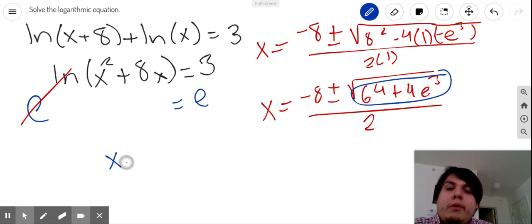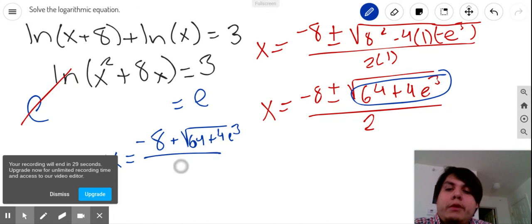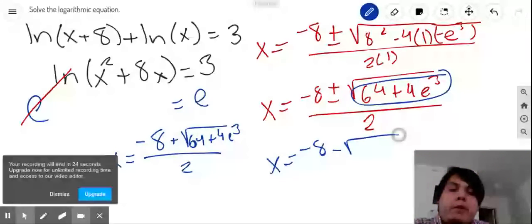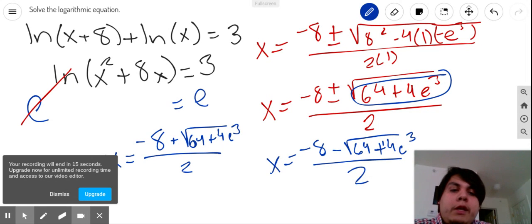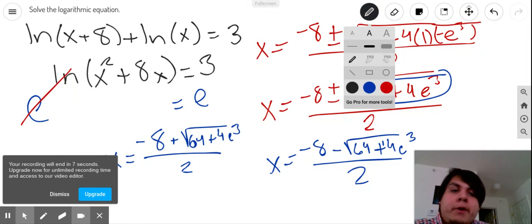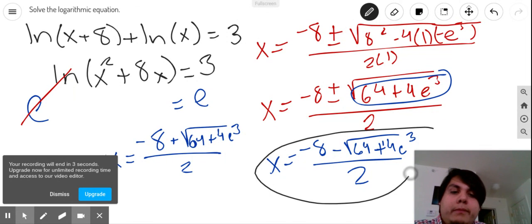x could equal negative 8 plus the square root of 64 plus 4e cubed over 2, or x could equal negative 8 minus the square root of 64 plus 4e cubed over 2. You just want to make sure you understand when you have this, take your answers, plug them in, and see which one would be extraneous. But I'm going to end the video by telling you which one's going to be extraneous. It's this one. Prove it.